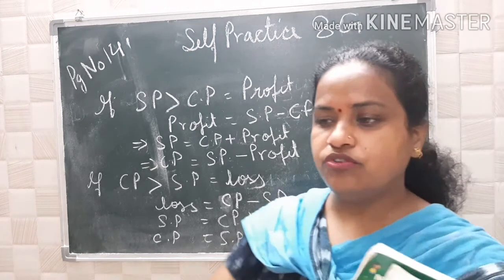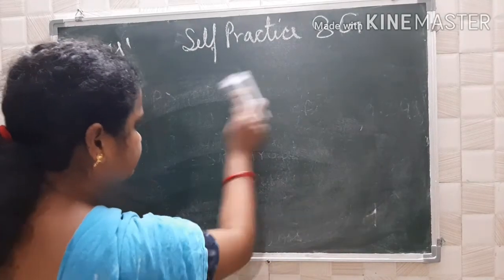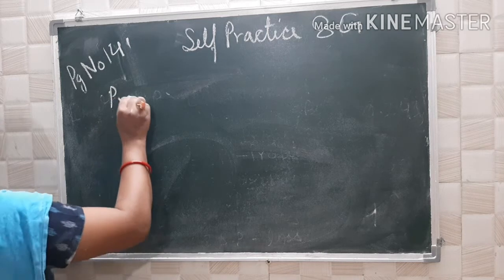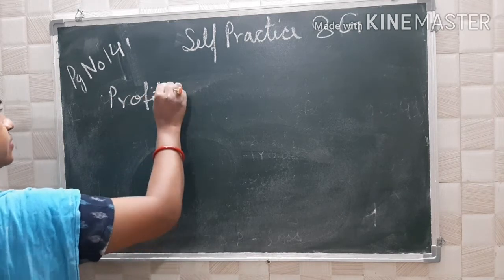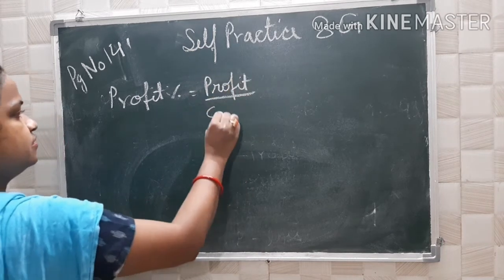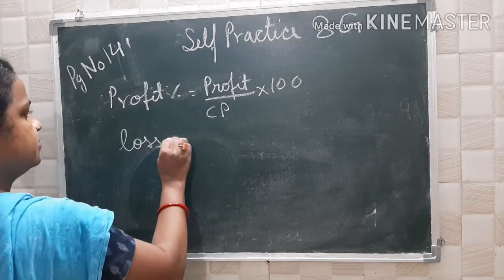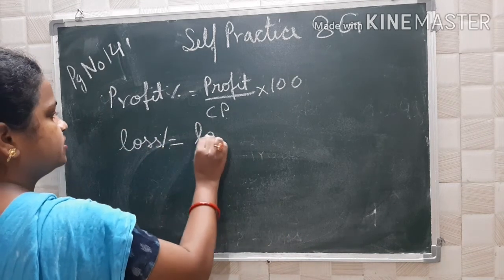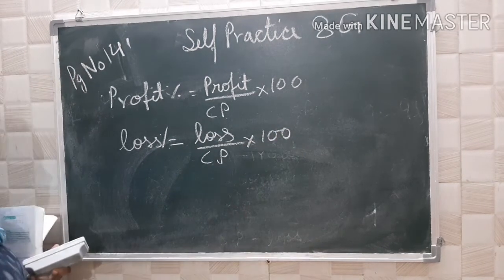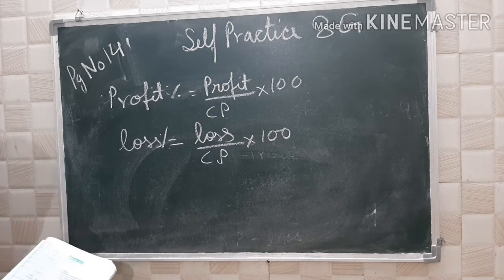Now, some more formulas are there. Profit percent is equal to profit upon CP into 100. Loss percent is equal to loss upon CP into 100. Okay, profit percent, profit upon CP into 100. Loss percent, loss upon CP into 100.